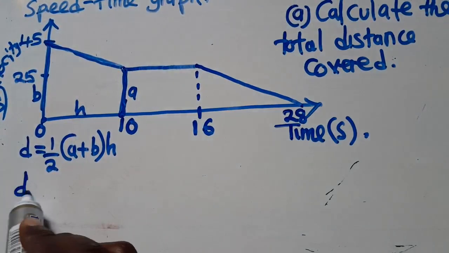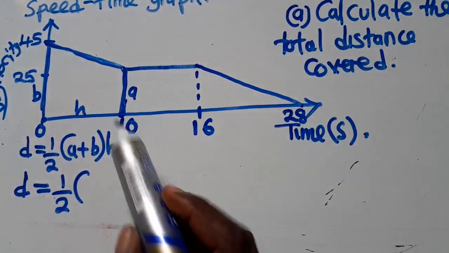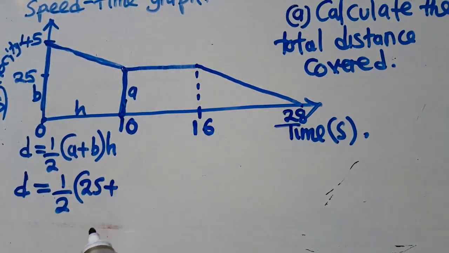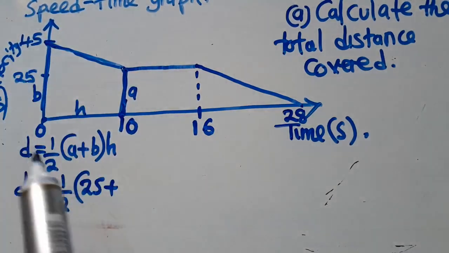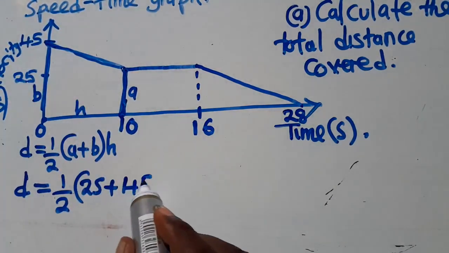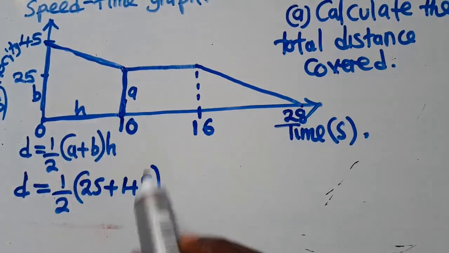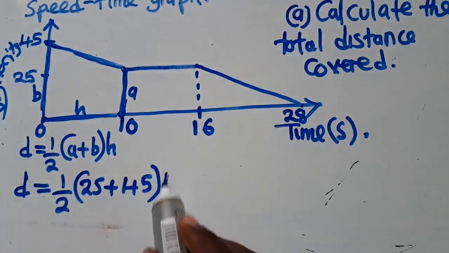Here you say distance is now equal to half. What is your A, from here to there? That is 25, plus B. What is your B, from here to there? It is 45. You put your 45 there. What is your H? Here, 10. From here to there, it is 10.